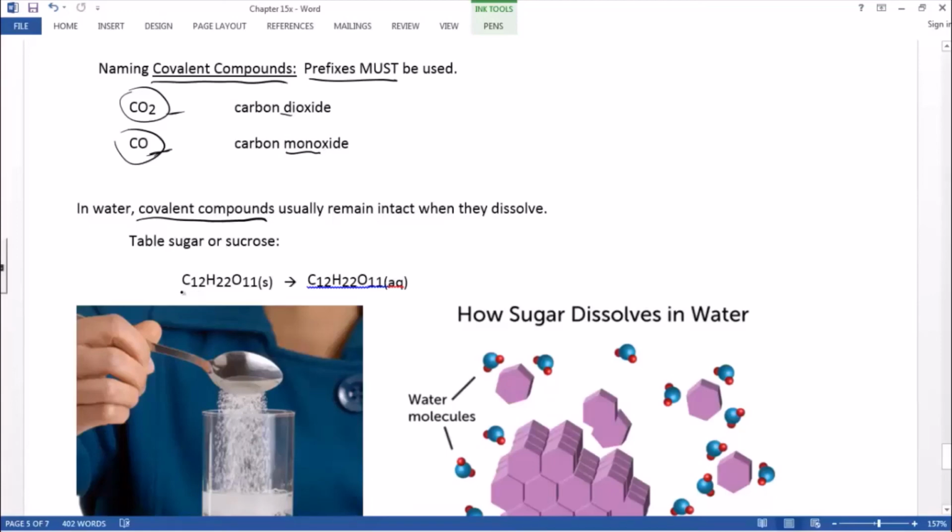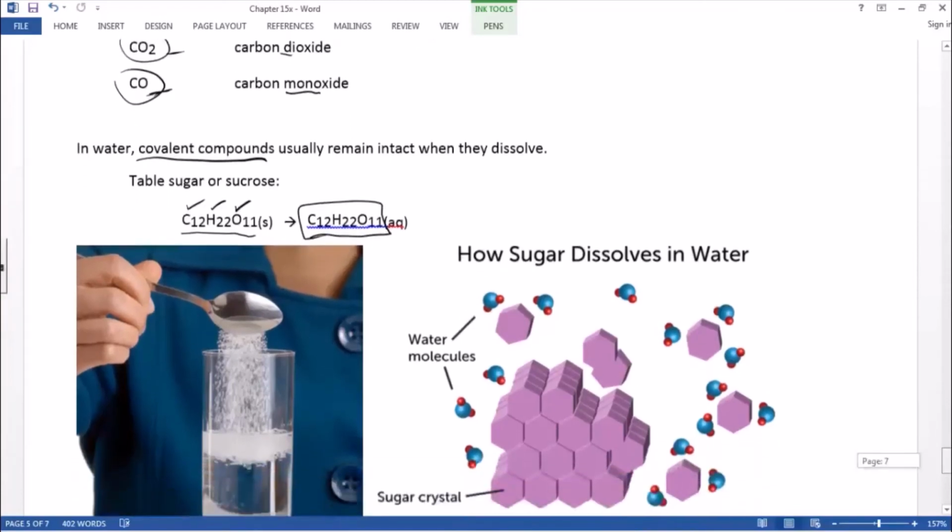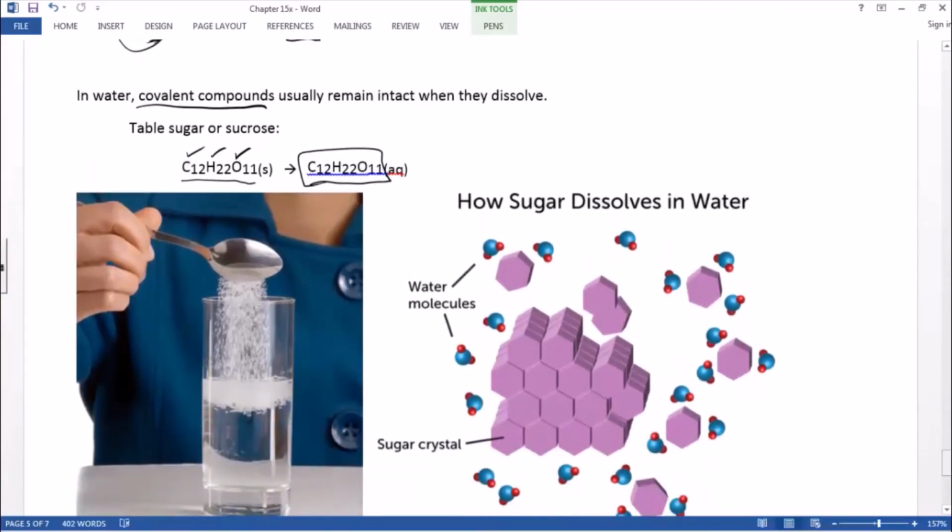So here's sucrose or table sugar. Carbon, hydrogen, oxygen are all nonmetals. So the atoms are stuck together through covalent bonds. So when it dissolves, it's still intact. So stir up some crystals of sugar and you see it all, the little particles disappear.